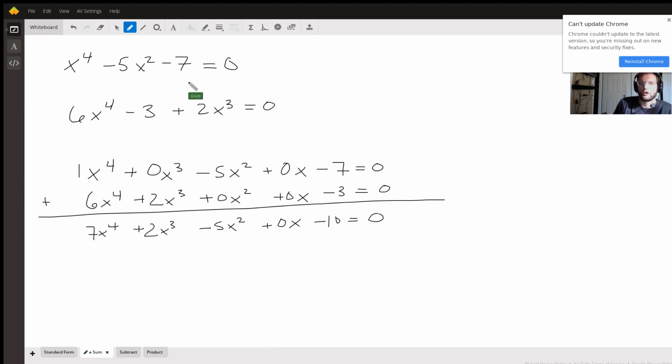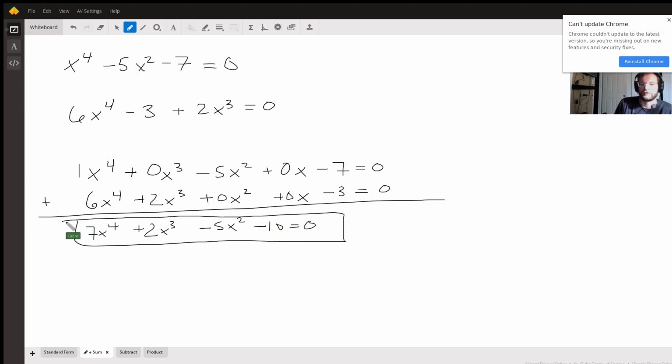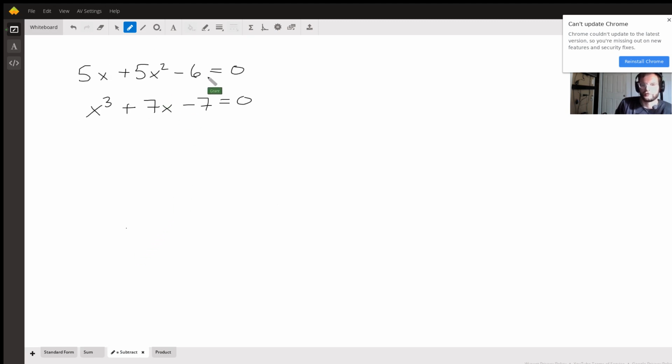So since there are no x to the first, we can just erase that. And so our final answer would be this right here: 7x to the fourth plus 2x to the third minus 5x squared minus 10 is equal to 0. So now we can do the same thing for subtraction. Again, probably the easiest way would be to rewrite the equation.